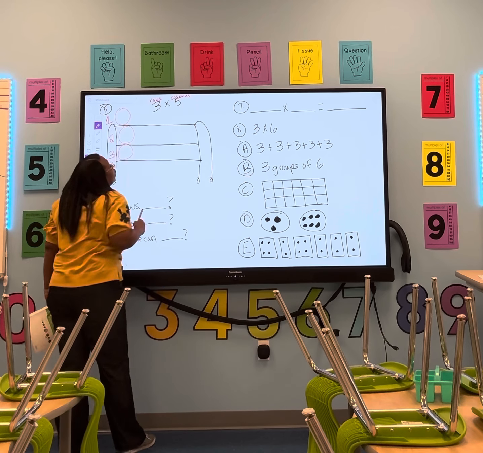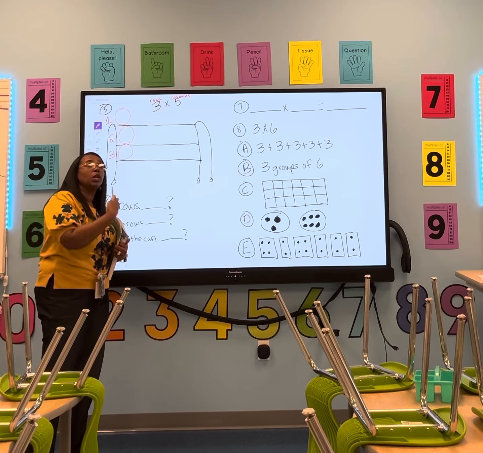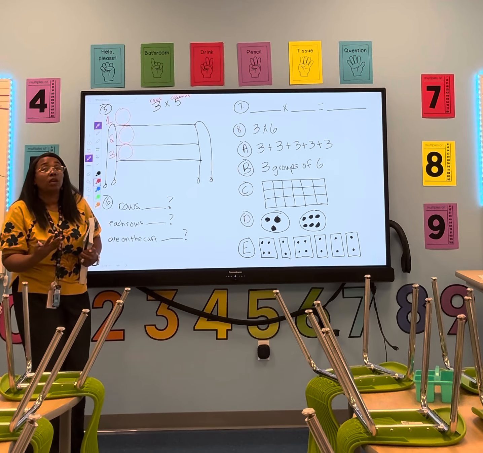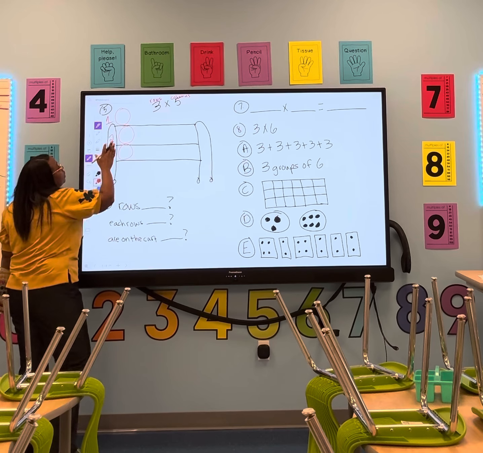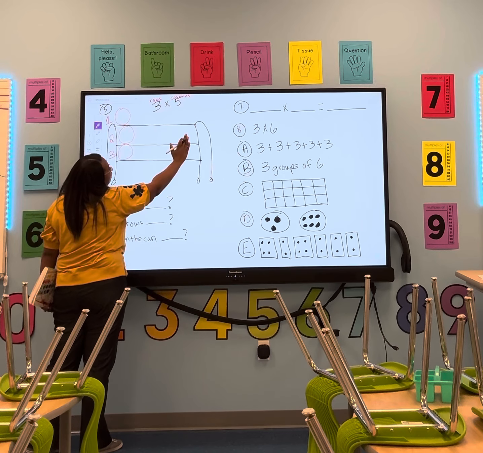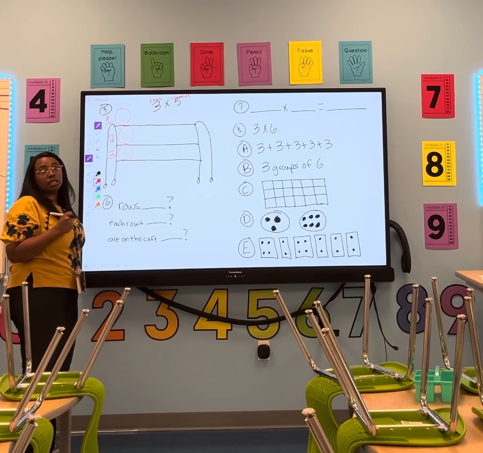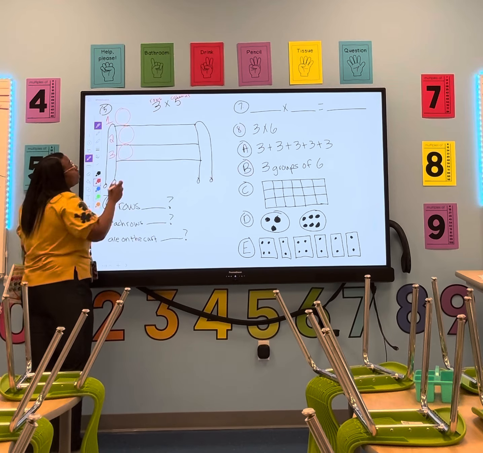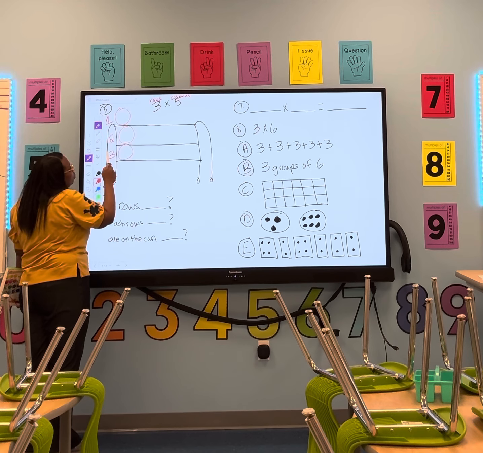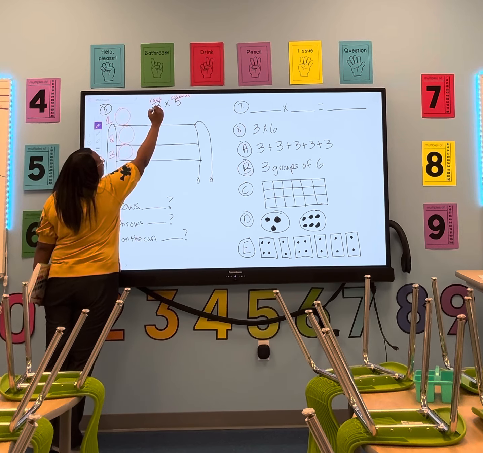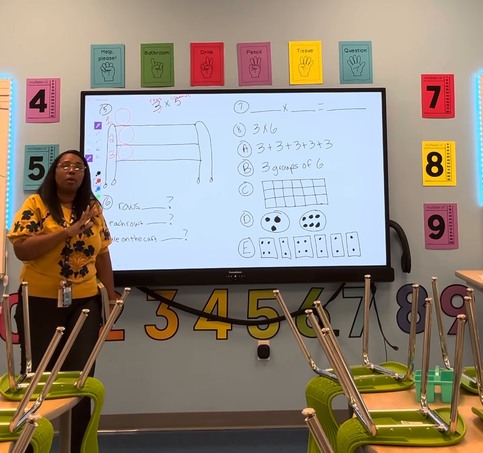So that means my array should be 3 rows with 5 columns. Or we could say 3 rows with 5 in each row. So if I look at this, they want me to make my drawing, the basketball rack, match the multiplication expression. So far, I do have 3 rows because we labeled it on the side. 1, 2, 3. So this part is correct. I'm just going to put a little check that tells me, okay, that part is good.